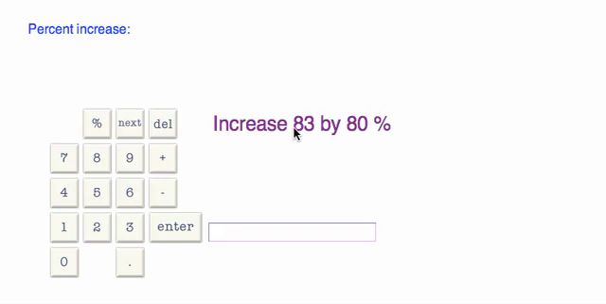Percent increase. Increase 83 by 80%. All right, we're going to look at this two ways. So I'm going to figure out what 80% of 83 is, and then I'm going to increase the 83 by that amount. Okay, so that thereby increases 83 by 80% of 83.